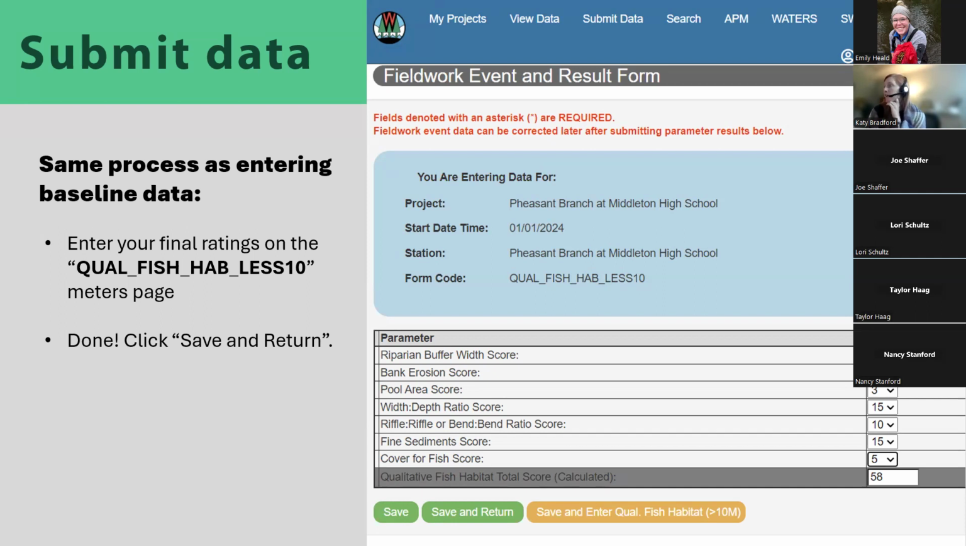And all you're doing is entering your final rating for each of your scores. So that transect worksheet enabled you to have a really thorough habitat assessment so that you could get these final ratings for each of your habitat parameters. And SWIMS auto-calculates your final score. So that's what you're seeing here. And then click save and return and you're all done.